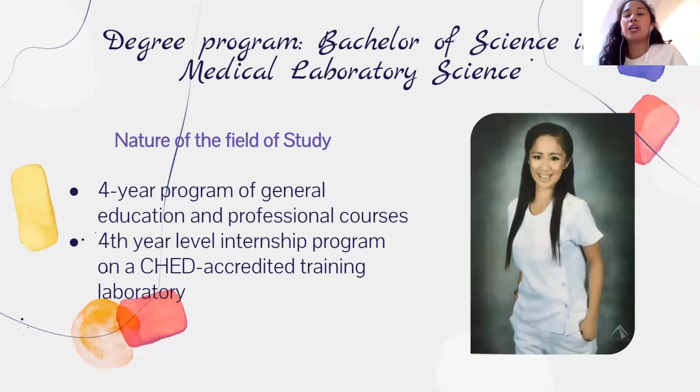So class, for our Bachelor of Science in Medical Laboratory Science, here is my picture when I was an intern. So actually you're going to take a 3-year course of general education and professional courses. You have 3 years of courses. So it's a 4-year program, but there are 3 years only that you're going to take your subjects, and 1 whole year for an internship program.